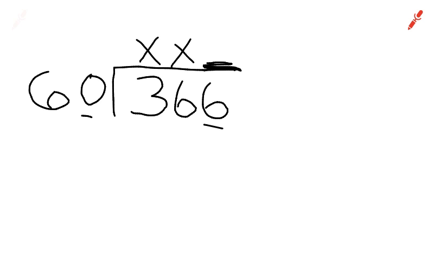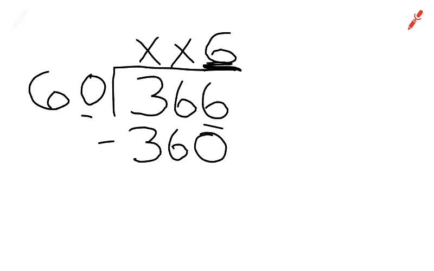6 times. Yeah, because what is 6 times 6? 36. And again, we're estimating, so it might be right, it might be wrong, but it will be close. 60 times 6 will give us 360. I'm going to subtract, and I'm left with 6. So our answer would be 6, remainder 6. And what do we need to do to that answer? Circle it. Yeah, circle it.